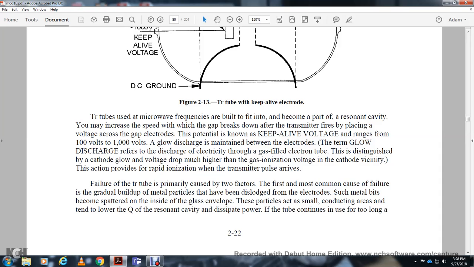Glow discharge is maintained between the electrodes, at the terminals of the glow. It refers to the discharge of electricity below the gas-filled electron tube, the string by the cathode glow, with the voltage drop and higher gas ionization near the cathode, providing the rapid ionization from the transmitter pulse when it arrives.